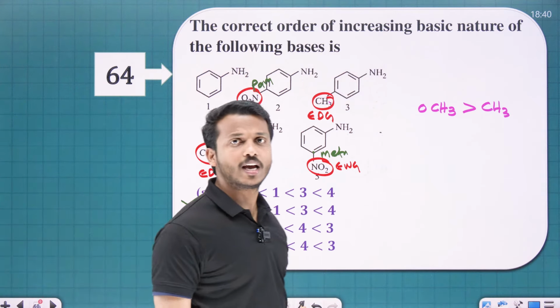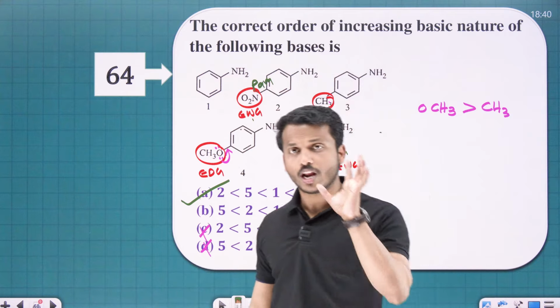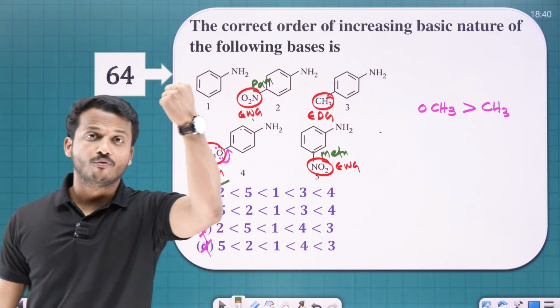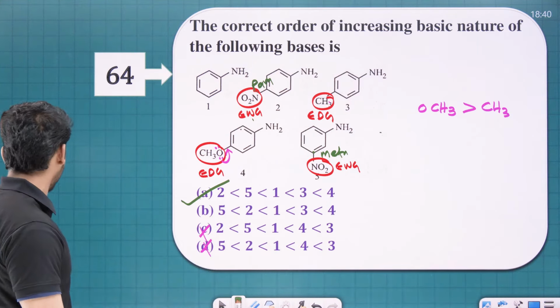So what are the points here? If a donating group is present, more basic. If a withdrawing group is present, least basic.